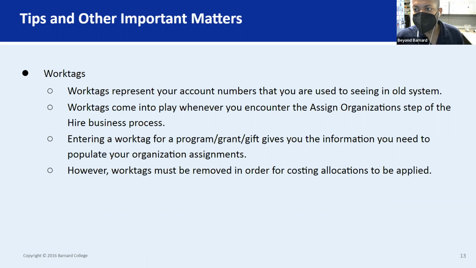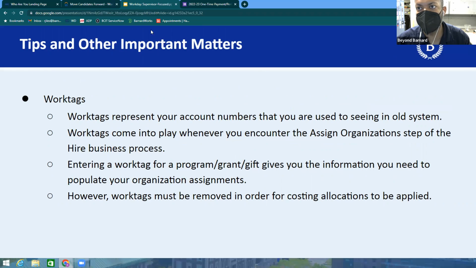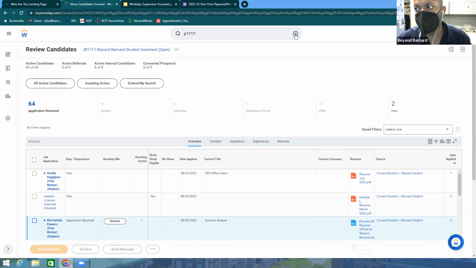So a few tips to keep in mind: work tags represent your account numbers that you're used to seeing in the old system. Work tags come into play whenever you encounter the assign organization step of the hire business process. Entering a work tag for a program, grant, or gift gives you the information you need to populate your organization assignments. However, work tags for program grants or gifts need to be removed in order for costing allocations to be applied. And so we'll jump over to Workday.